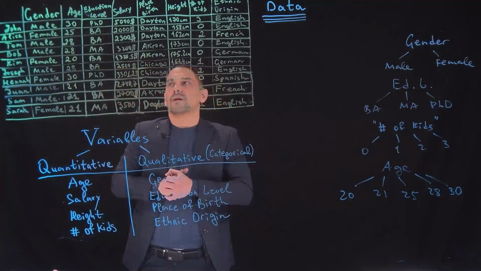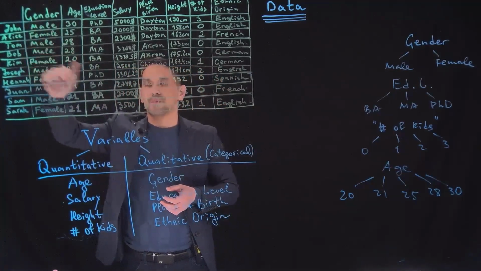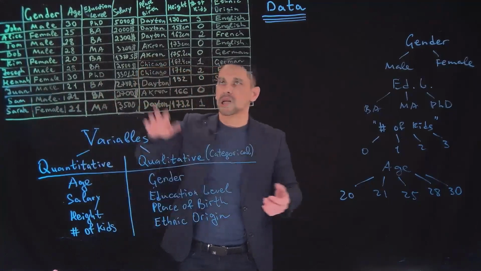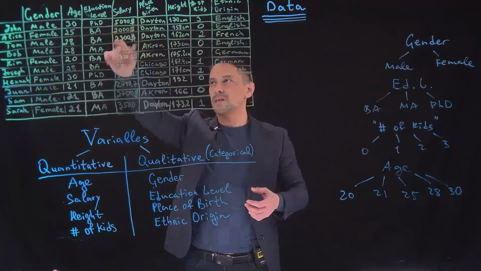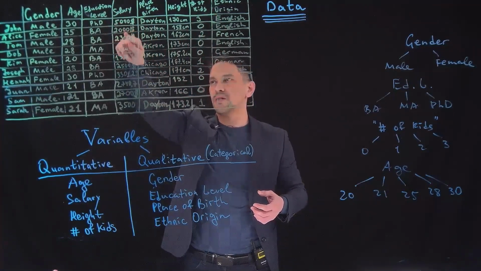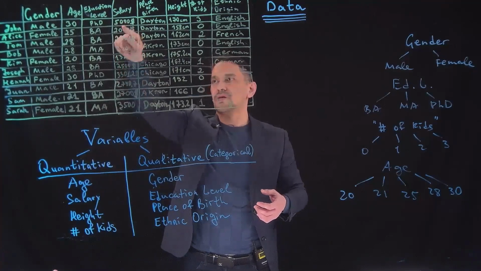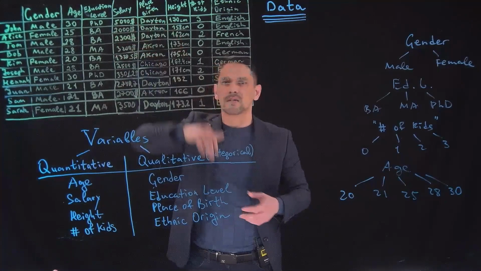And gender is a variable as well because it varies across different people. Some people are males and some of them are females. Same can be said about the number of kids or ethnic origin or the place of birth or salaries, because all people have different salaries. The salary changes, varies across different people. It changes depending on people. That's why salary is a variable. It's not something constant, right?